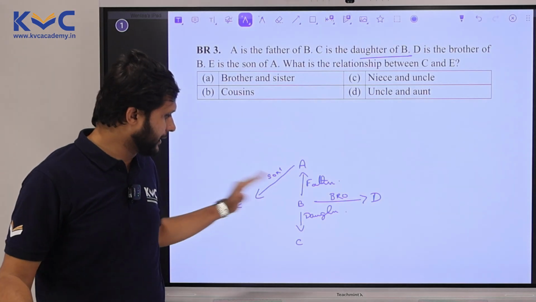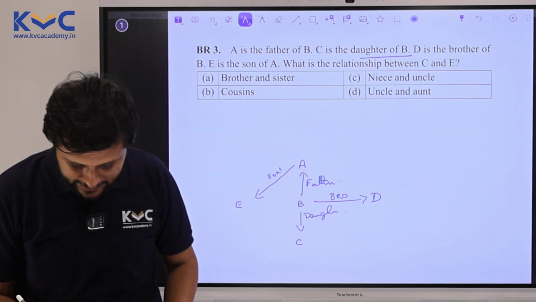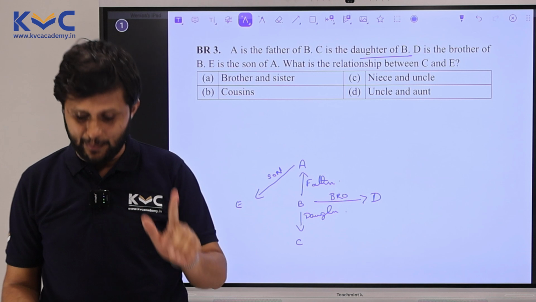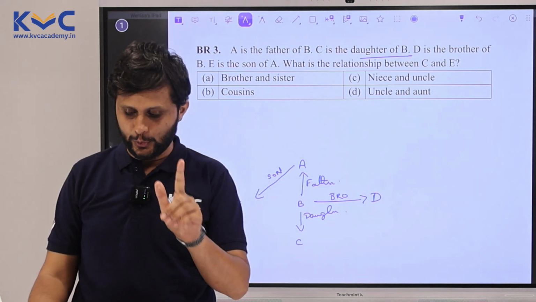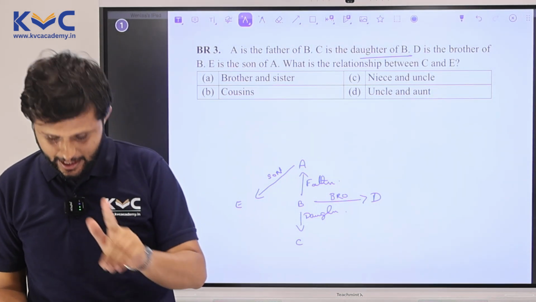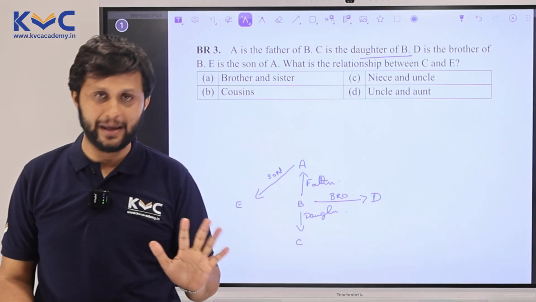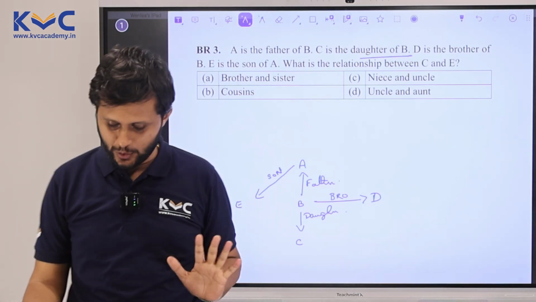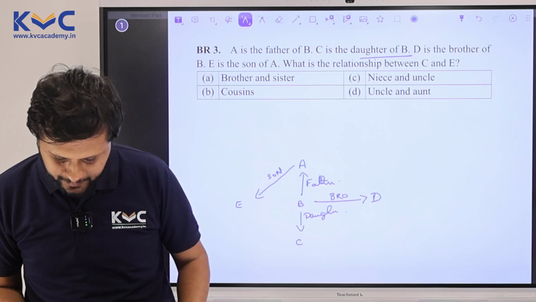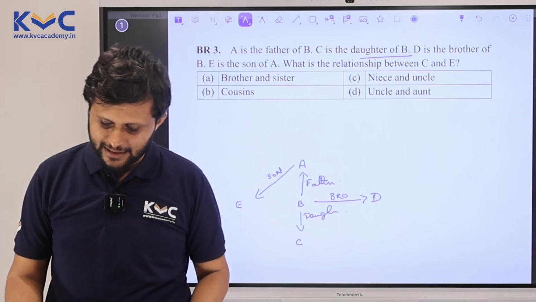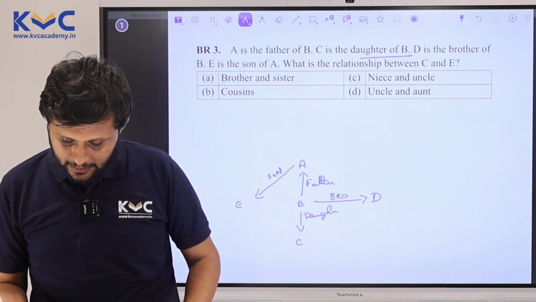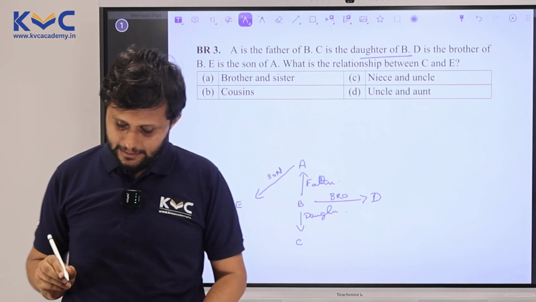For the time being, I'm not putting any line over here. They are not given. Son is given. Okay, so E is male. B I do not know. And D is also male because brother is there and arrow is also there. Fine, we'll continue. What is the relationship between C and E?